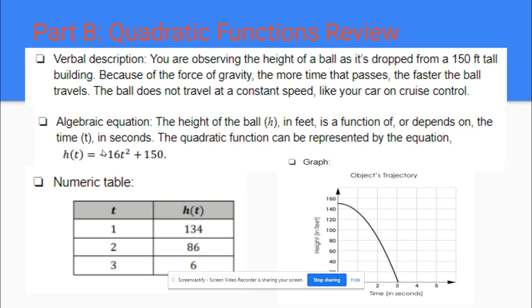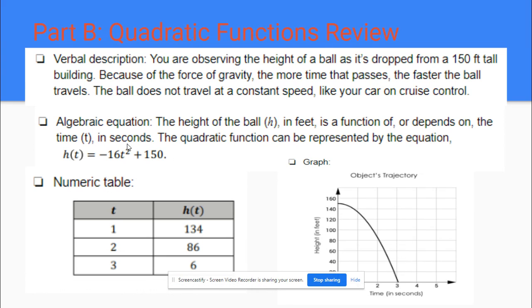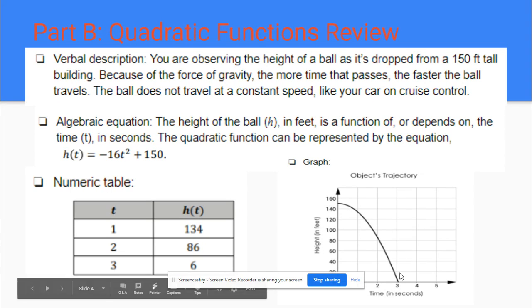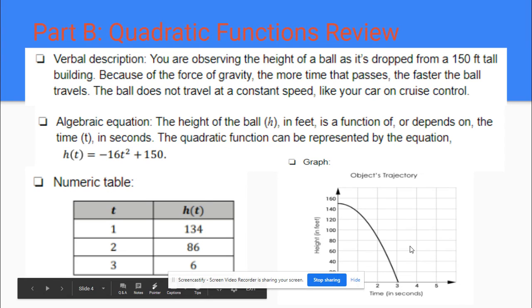The parabola is opening down because of that negative. And so we know that anything raised to the power of 2 with a negative is going to open down. This is a parabola opening down. A parabola, remember, is that U-shaped. I hope this quick little review of linear and quadratic functions was helpful.